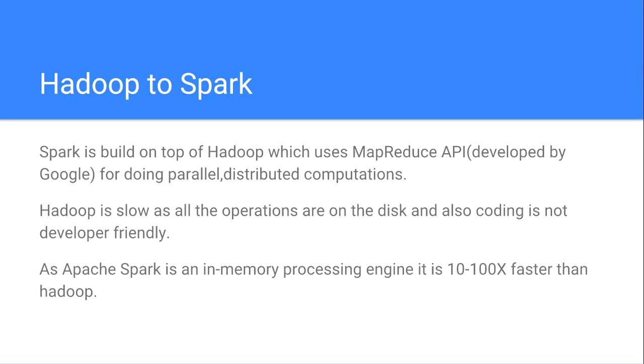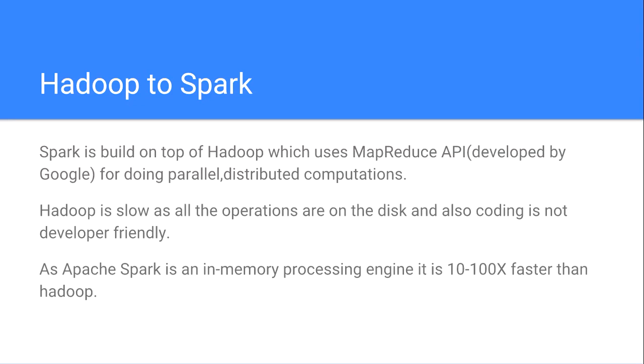Before Spark we had Hadoop. If you are aware of Hadoop, you may know that it uses the MapReduce API, which was developed by Google, but it is not as fast as Spark because all the computations are done on disk. So Spark comes into the picture, which takes advantage of the fact that memory is getting cheaper these days.